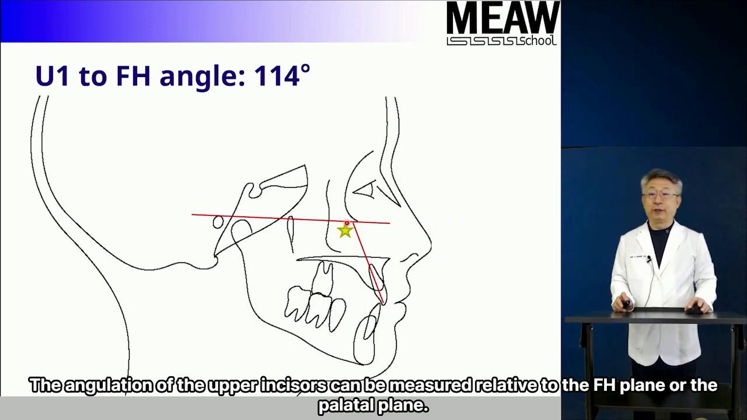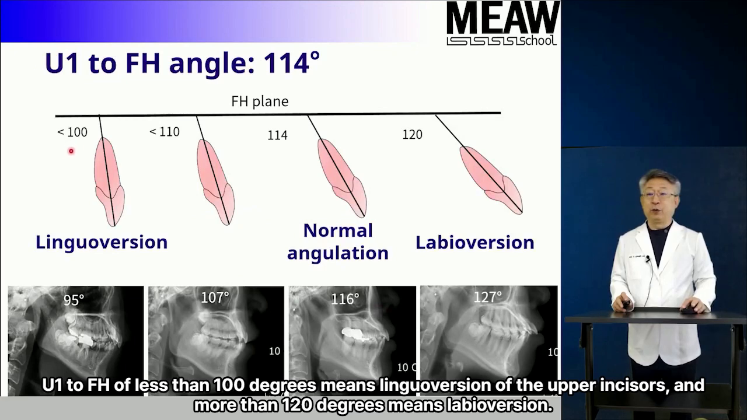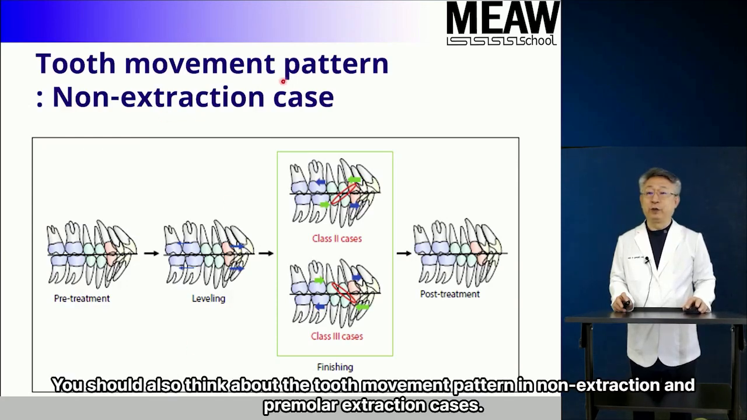The angulation of the upper incisors can be measured relative to the FH plane or the palatal plane. It is important to remember that yuan to FH is 114 degrees. Yuan to FH of less than 100 degrees means linguversion of the upper incisors, and more than 120 degrees means labioversion. You should also think about the tooth movement pattern in non-extraction and premolar extraction cases.